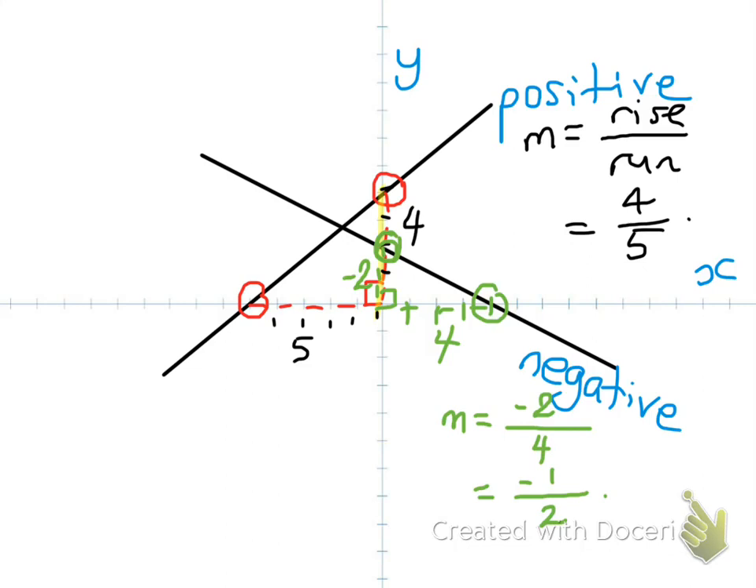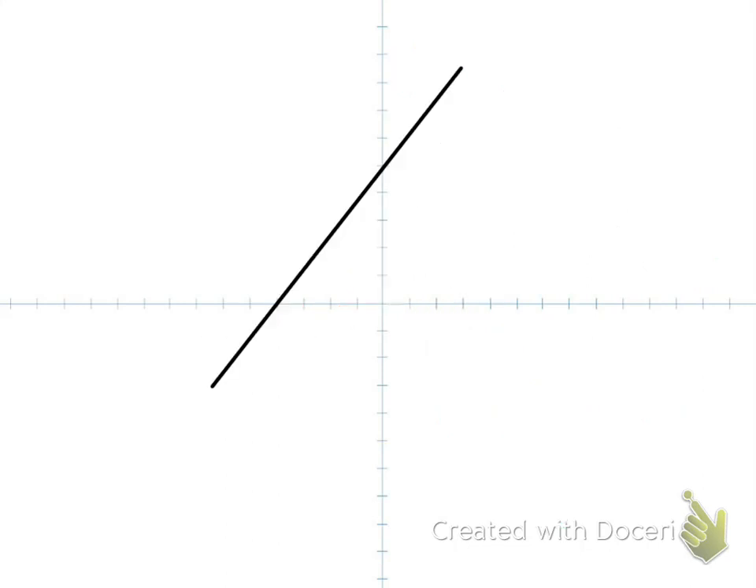So it's got a negative gradient where you come down 1 and across 2, and you could end up back on the line. Similar to the positive one above, which was 4 over 5, which means from any point on my graph, I can go across 5 and up 4, or up 4 and across 5, and I will end up back on my same line.